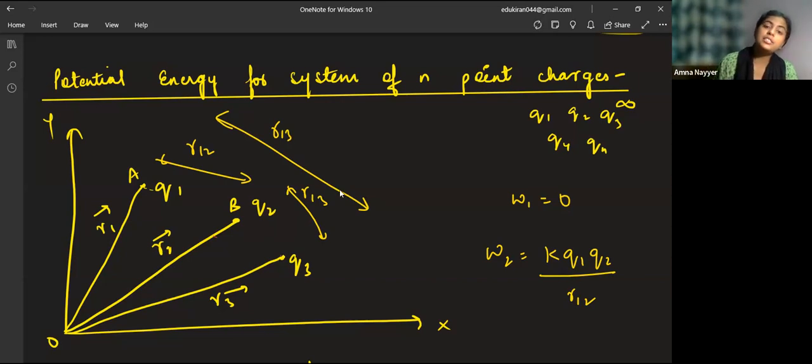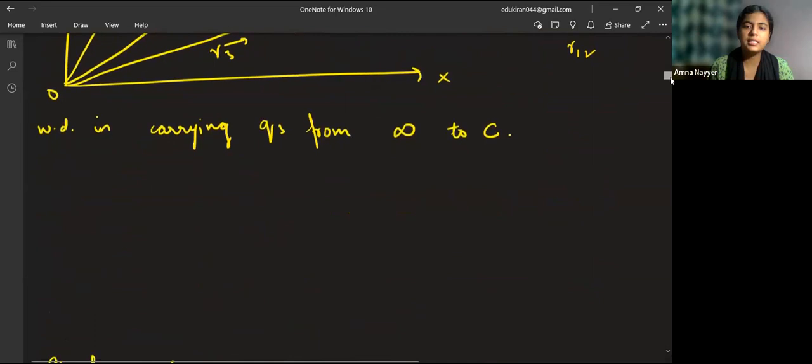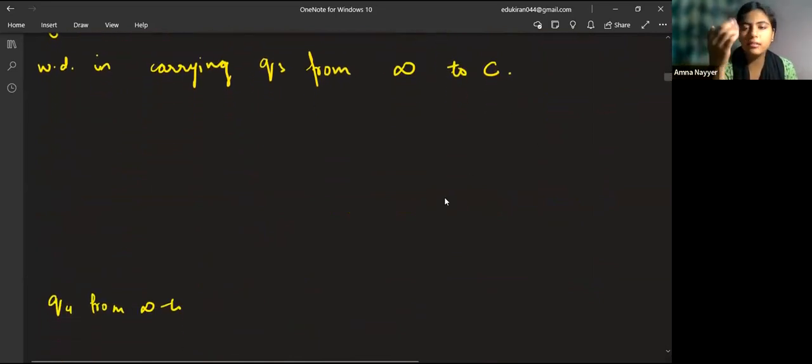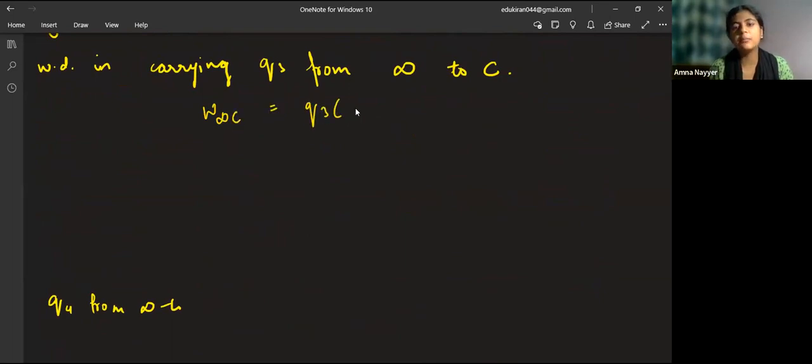Now, suppose I'm carrying the charge Q3. Just look at this: 3, 4, 5, 6, 7th up to infinite, I'll tell you by a single trick. But till 3, let's see how the difference arises. So for example, charge 3 is there. Work done in carrying Q3 from infinity to C will be Q3 multiplied by VC minus V infinite. Now, VC and V infinite we have to find out. V infinite in any case would be 0.